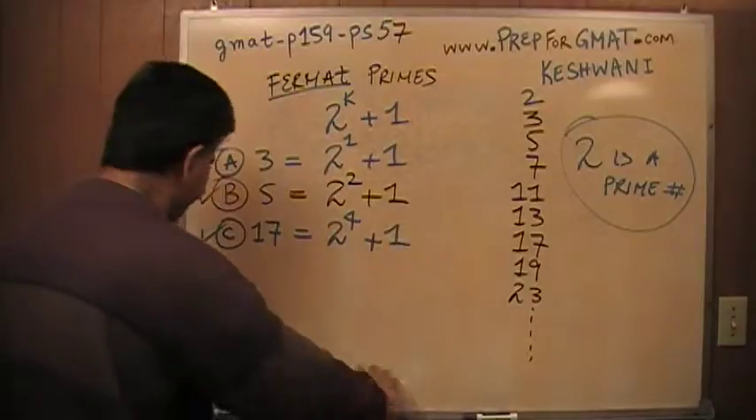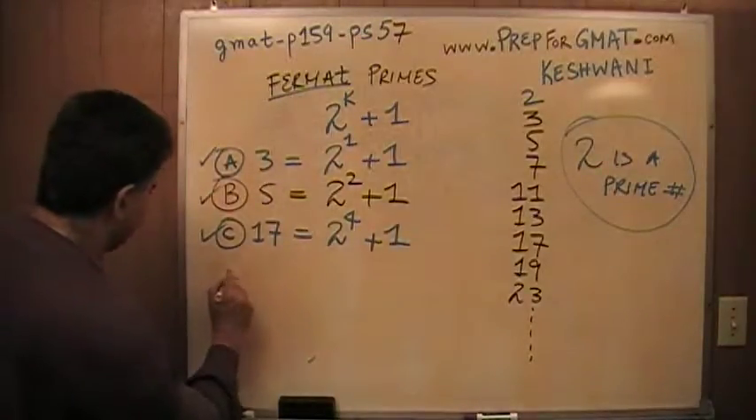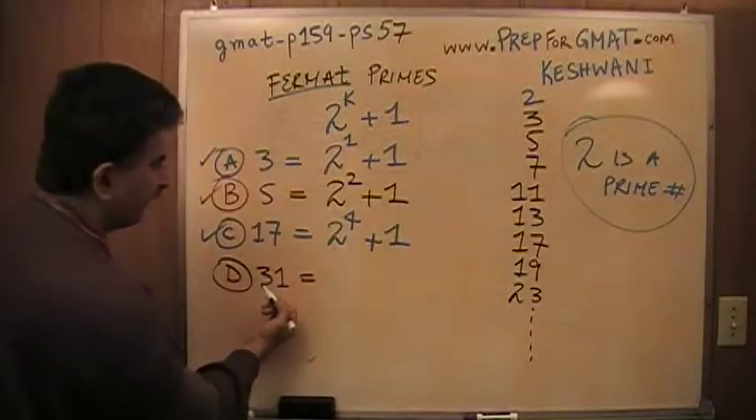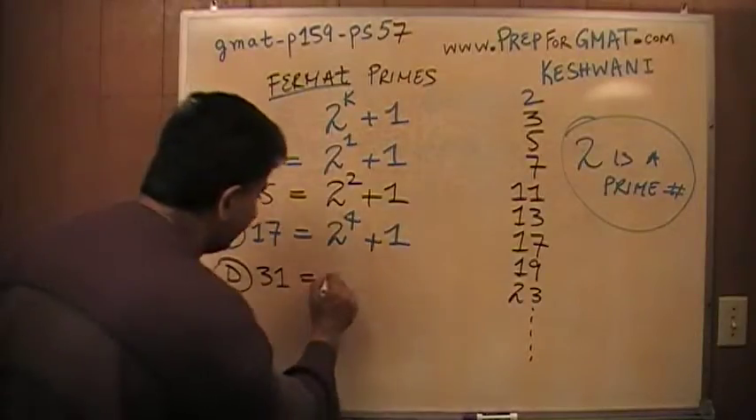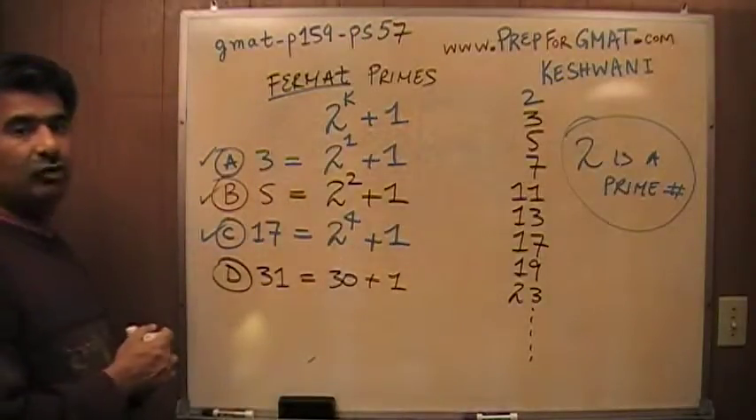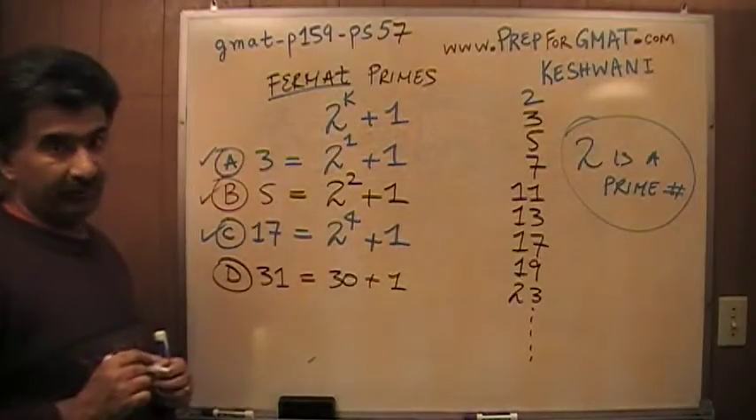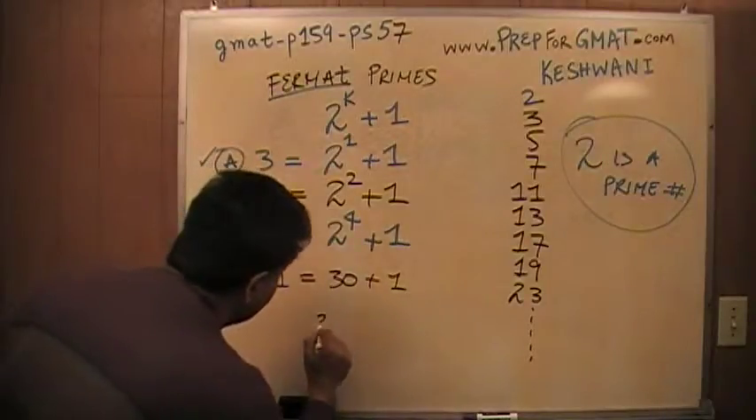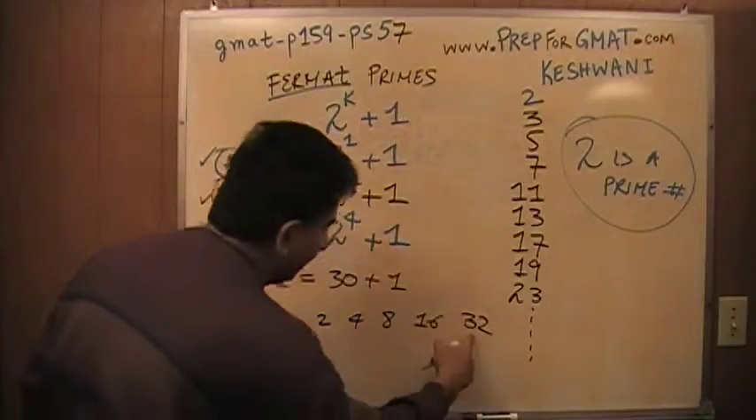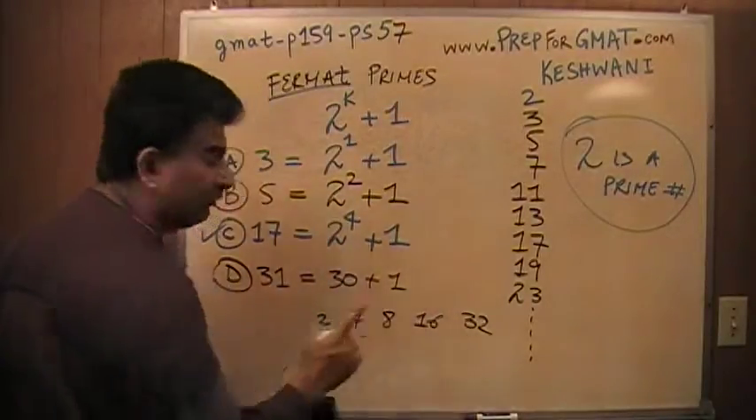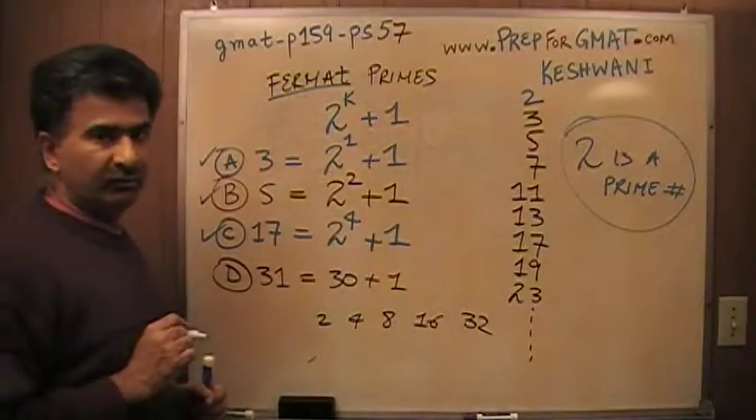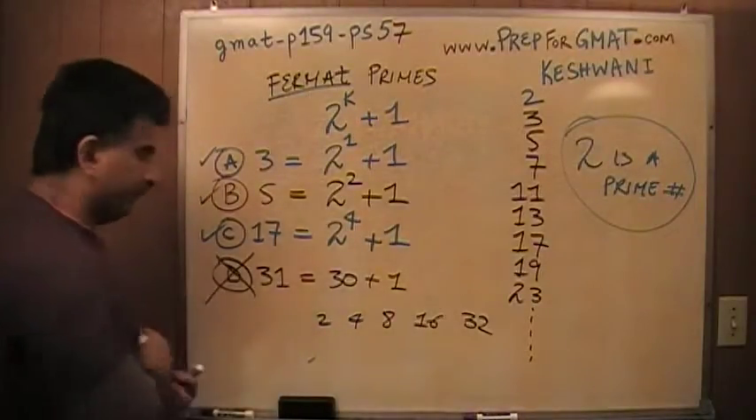31. Now we're talking. 31. If I were to subtract 1 from 31, I get 30. And 30 cannot be written as 2 raised to some power. 32 can be, you see? 2, 4, 8, 16, 32. 2 raised to 1, 2, 3, 4, 5. 2 raised to the 5th power equals 32. But 30 cannot be written as 2 raised to some power. This thing does not work.